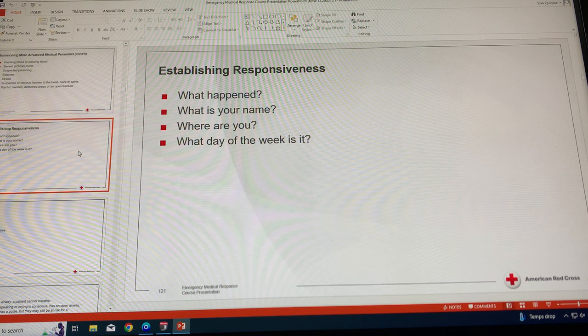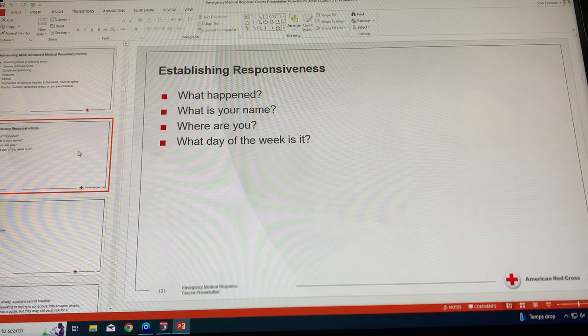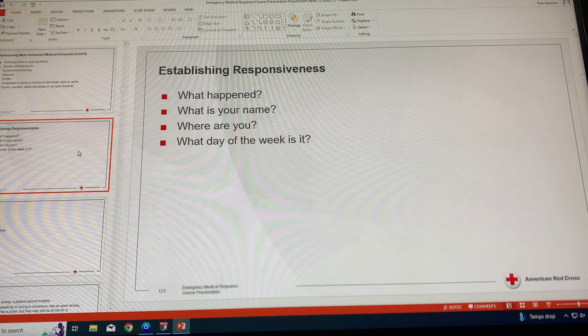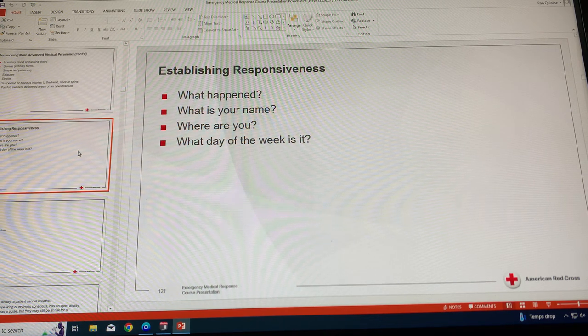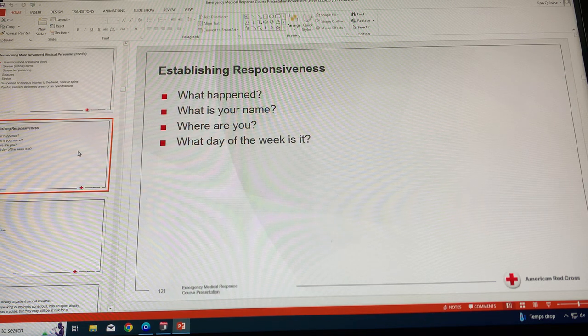Establishing responsiveness. When approaching a patient, check for responsiveness and assess their level of consciousness. This can range from being fully alert to being unconscious and unresponsive to any stimuli such as voice or pain. First, speak to the patient. This may be to warn the patient to remain still if there is a situation that could cause damage to the head, neck, or spine.